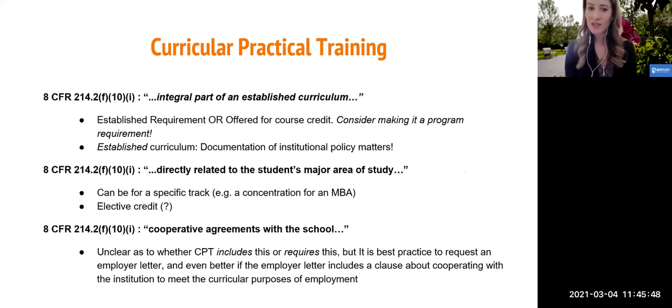It gets a little wishy-washy when you're talking about CPT for an elective credit, just because it's not clear maybe from that course itself that it is directly related.